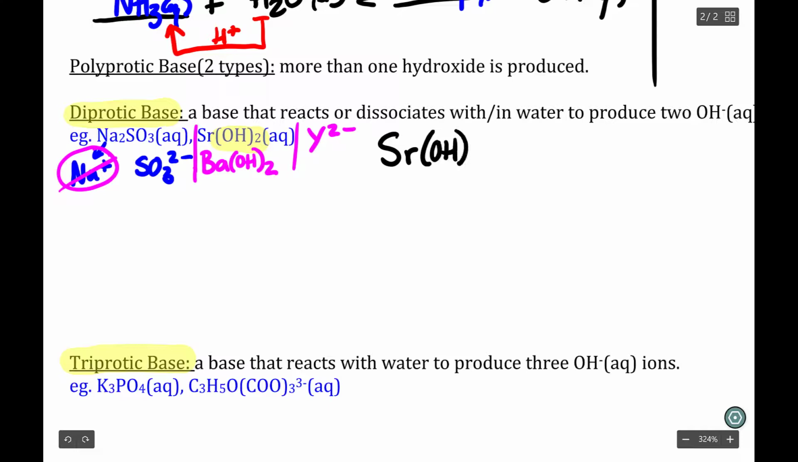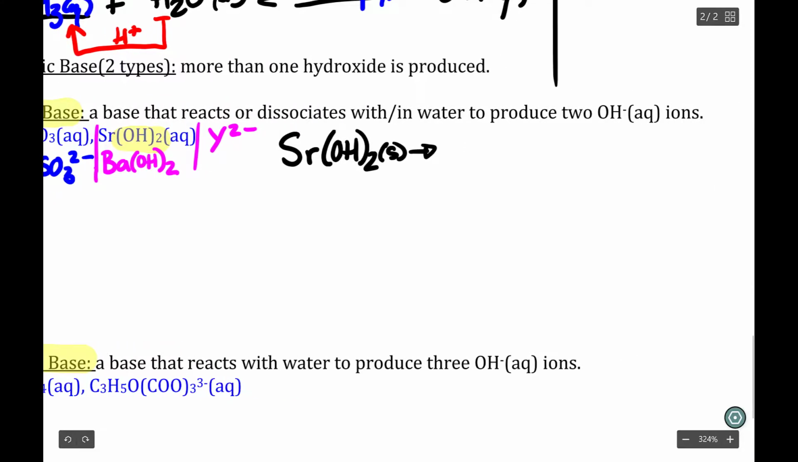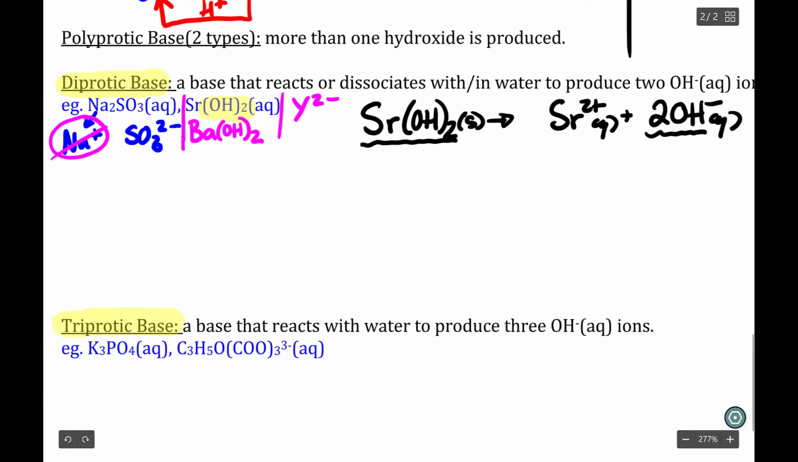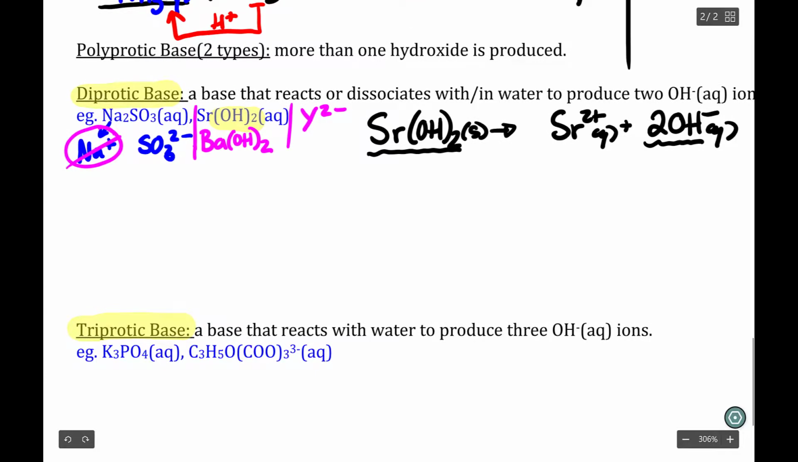So it would be Sr(OH)2 solid, or I can even make that aqueous. This turns into strontium 2 plus aqueous plus 2 hydroxide ions aqueous. So it is diprotic because it dissociates to produce 2 hydroxide ions for every 1 strontium hydroxide. So there's the dissociation. The reaction though will be with the sulfite.